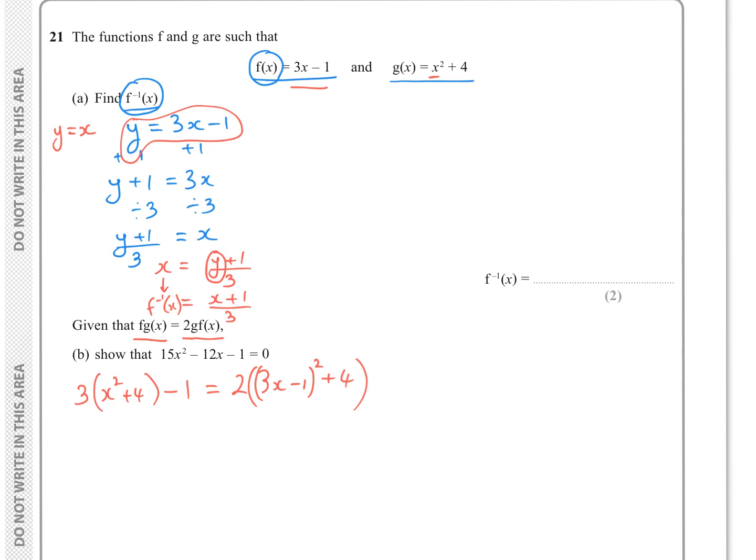So just look at that again. f takes on g of x, so f is 3x minus 1, so 3 lots of g of x minus 1, and that's equal to 2 lots of g takes on f of x. Now g of x is x squared, so it's going to be this f of x all squared plus 4, because we had a plus 4 here. I now need to multiply all of this out, and we're looking for 15x squared minus 12x minus 1 is equal to 0. So let's see what we get. Let's give ourselves a bit more room.